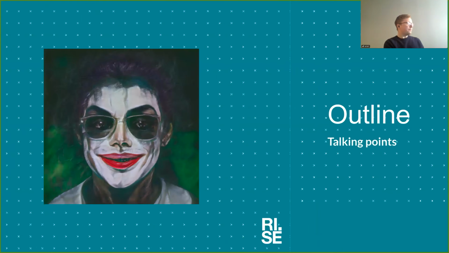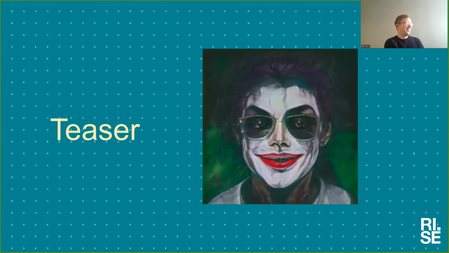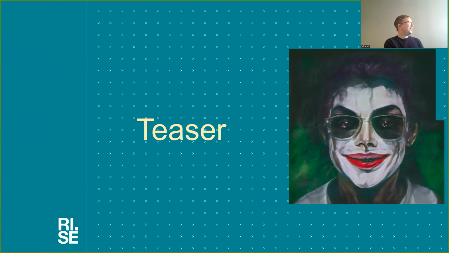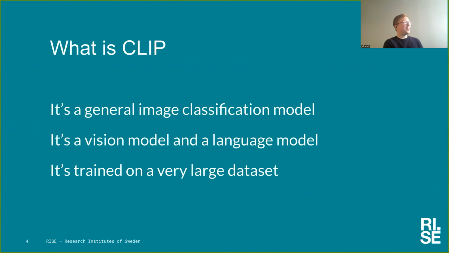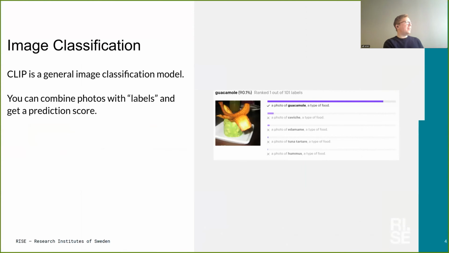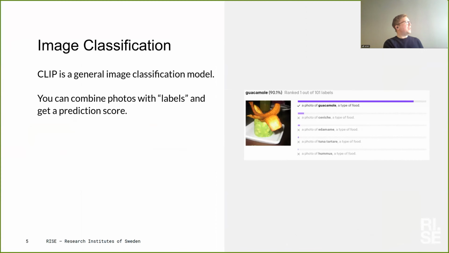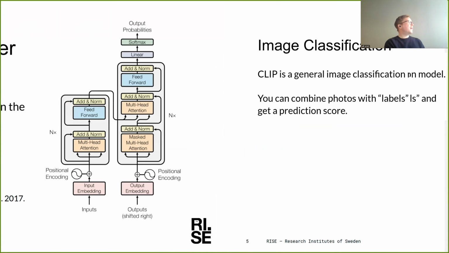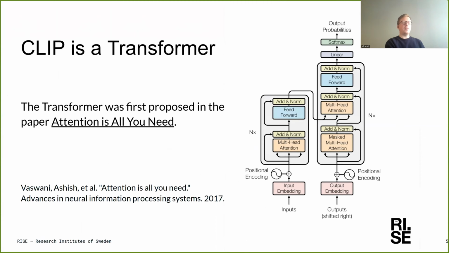We'll see. So this is a little teaser for what's to come. So what is CLIP? It's a general image classification model. It's a vision model and a language model, and it's trained on a very large data set. With regards to being a general image classification model, you can basically create any labels that you want, and this by natural language. And I'll explain how you can do that. But I'll start with talking about the architecture.